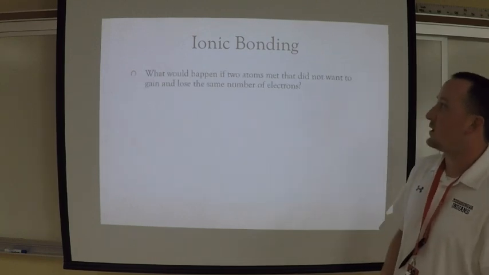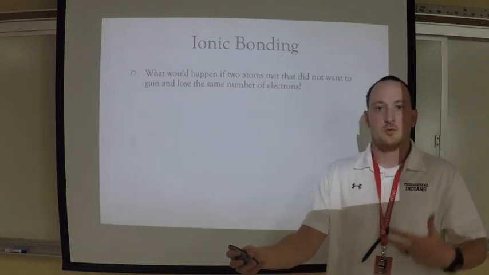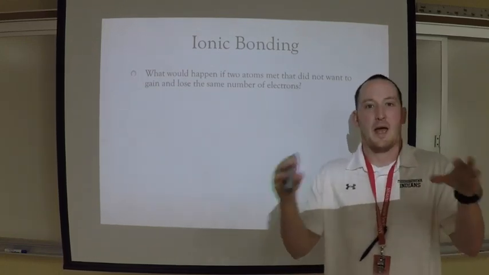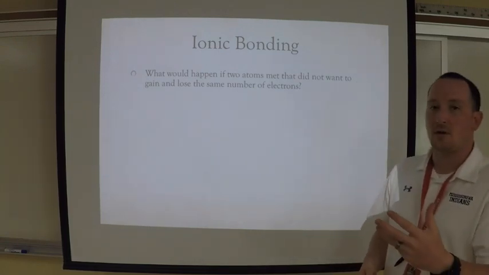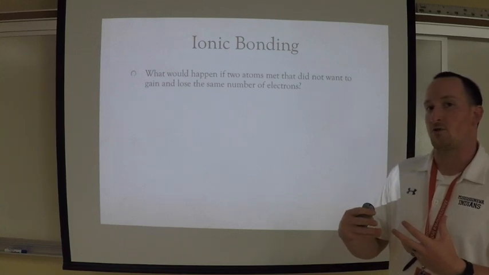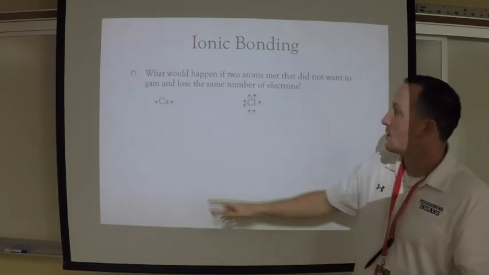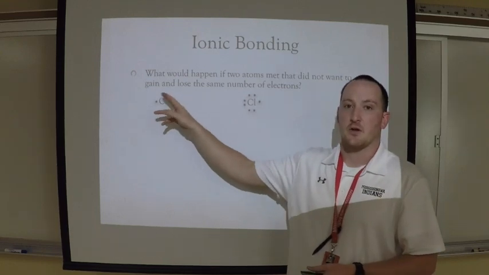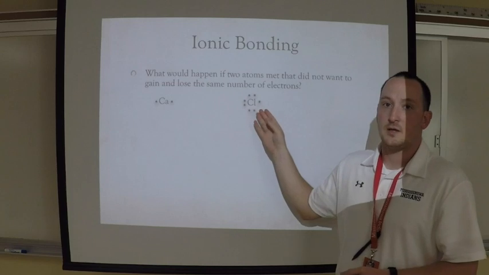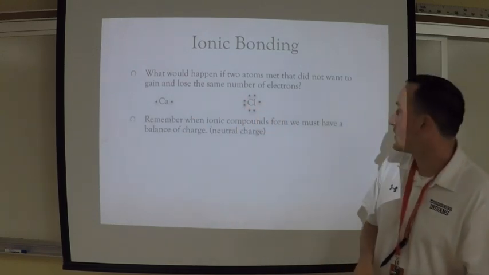So let's look at 2 others. So in that instance that we just went over, sodium wanted to lose 1, chlorine wanted to gain 1. So that was like a perfect match, right? But what would happen if we had 2 atoms that didn't want to gain and lose the same number of electrons? So for instance, calcium and chlorine. So calcium now has 2 valence electrons. Chlorine has 7. So chlorine here only wants to gain 1 electron.